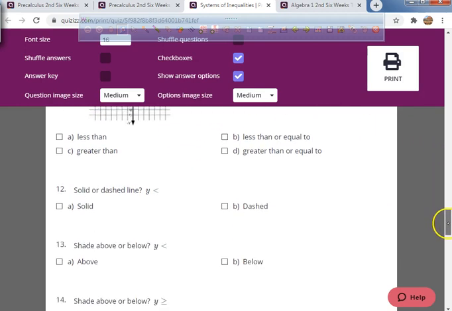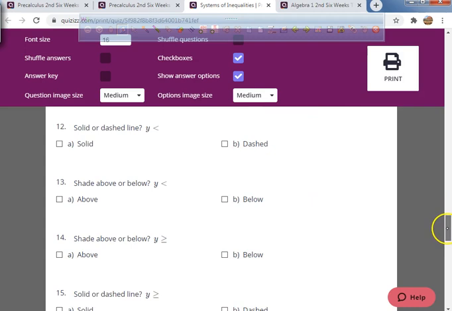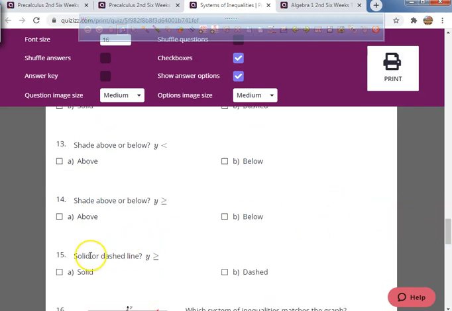Take a look at this. I'll scroll through all of these right here. Solid or dashed if it says y is less than? Dashed. Shade above or below for y is less than? Below. Shade above or below, y is greater than or equal to? Above. Solid or dashed? Solid because of the equal to.